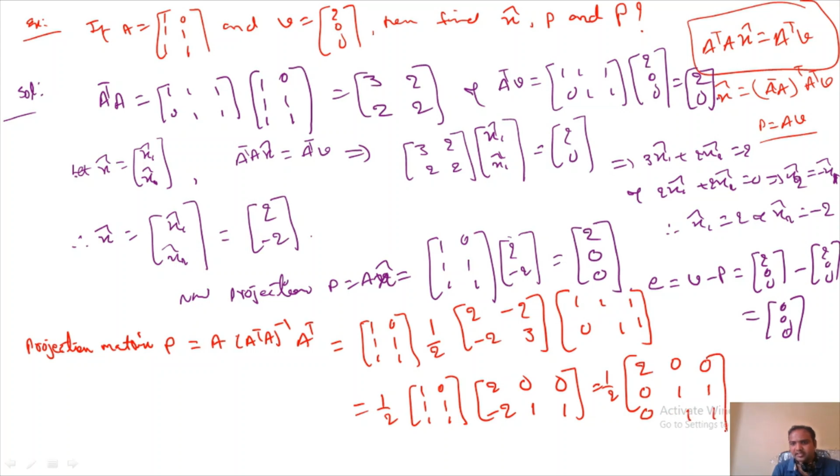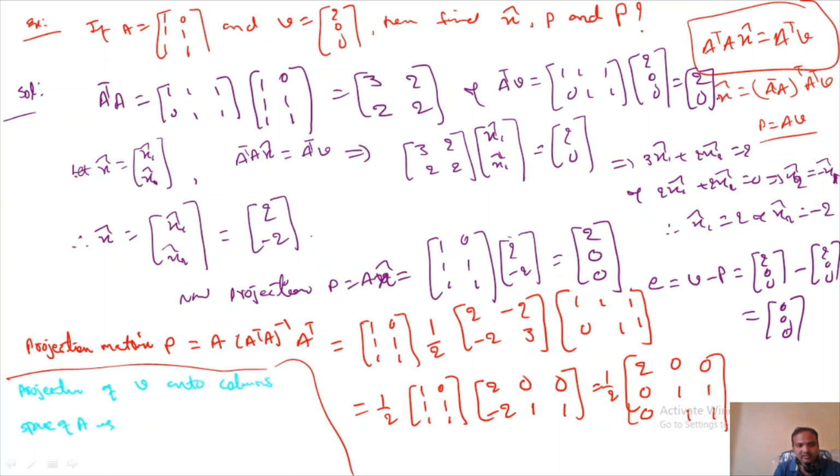This is the projection matrix. It's symmetric. You can check P transpose, P square, also P itself. Now observe here the projection of V onto the column space of A, small p equal to capital P into V.